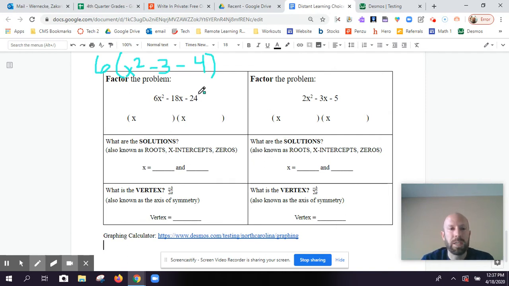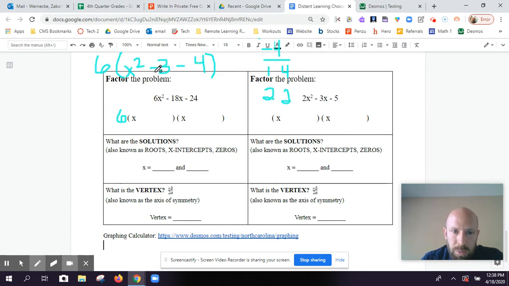So now that we have the 6 on the outside, 6 is going to be a number eventually when we come to our final answer. It's going to be located here. Doing the same thing that we did before, now we're trying to find the factors of negative 4. This negative 4 is something we will come back to in a moment. So the factors of 4, we're going to have 1 and 4, and then we're going to have 2 and 2. So now the question is, what signs are we looking for?